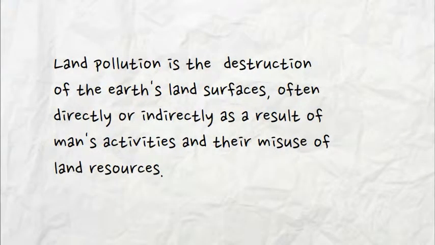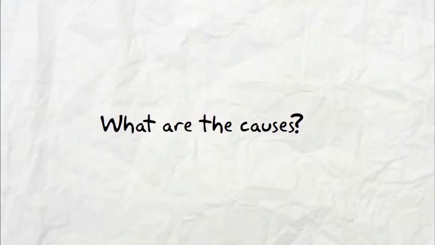What is land pollution? Land pollution is the destruction of the Earth's land surfaces, often directly or indirectly as a result of man's activities and their misuse of land resources. What are the causes?